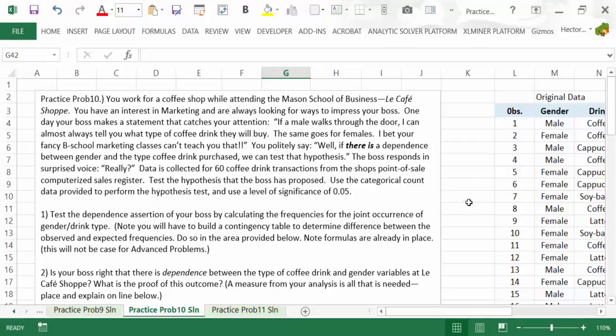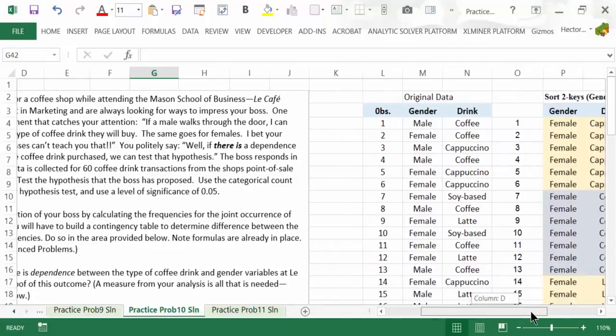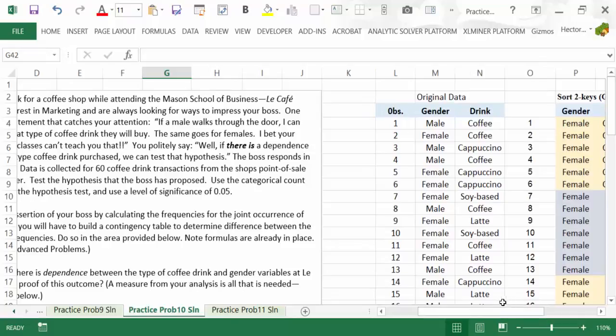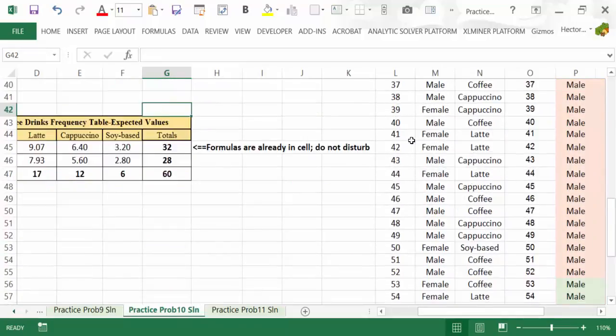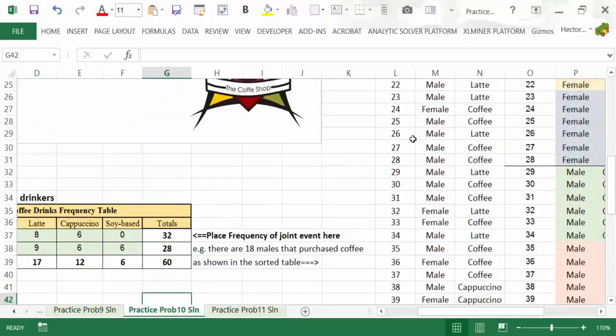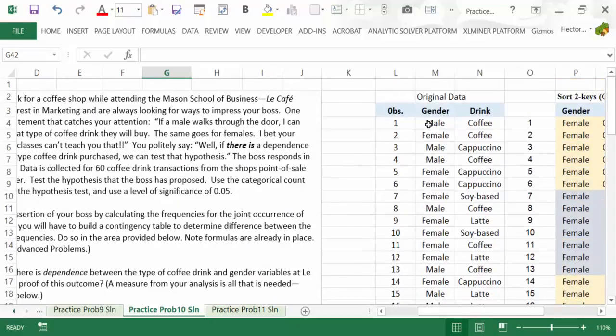In this problem, we're going to look at data that is all categorical. We are running a coffee shop and we're wondering about the preferences of different types of coffee drinks depending upon gender. So I collect data and I get 60 observations, and during that observation I collect a gender variable and a coffee drink type. There's coffee, there's cappuccino, there's lattes, there's soy-based drinks, and then male and female. I want to create a contingency table based upon this information.